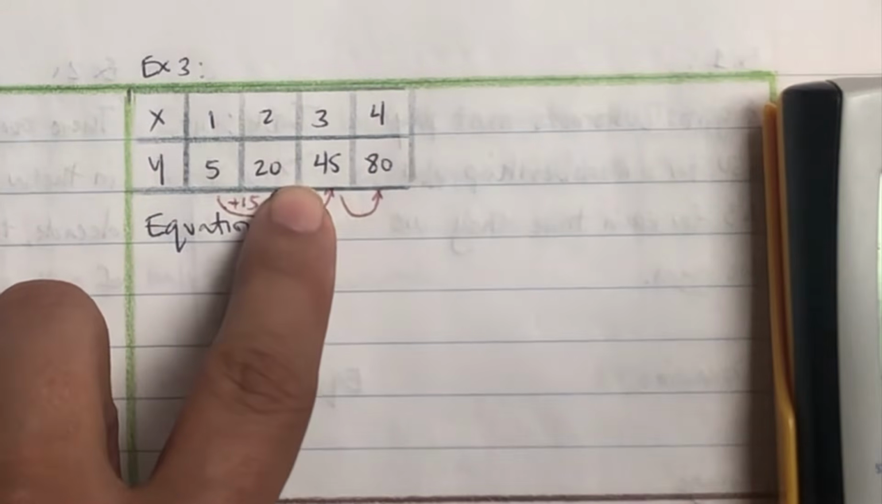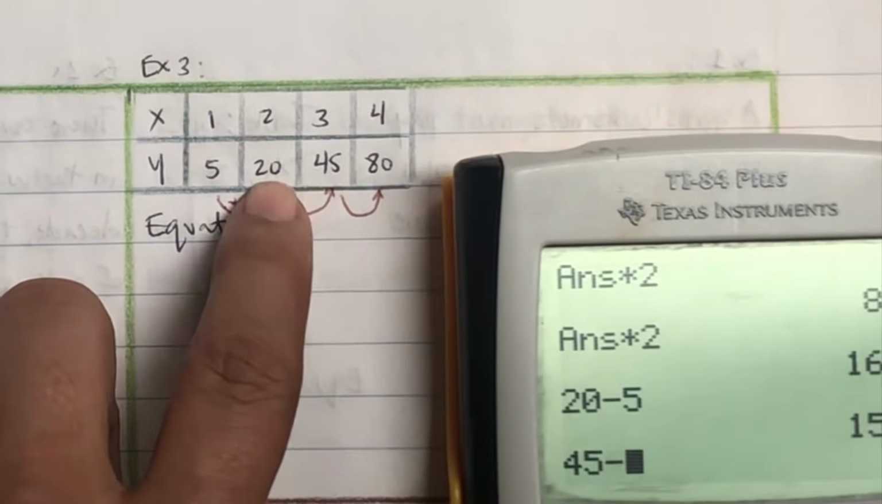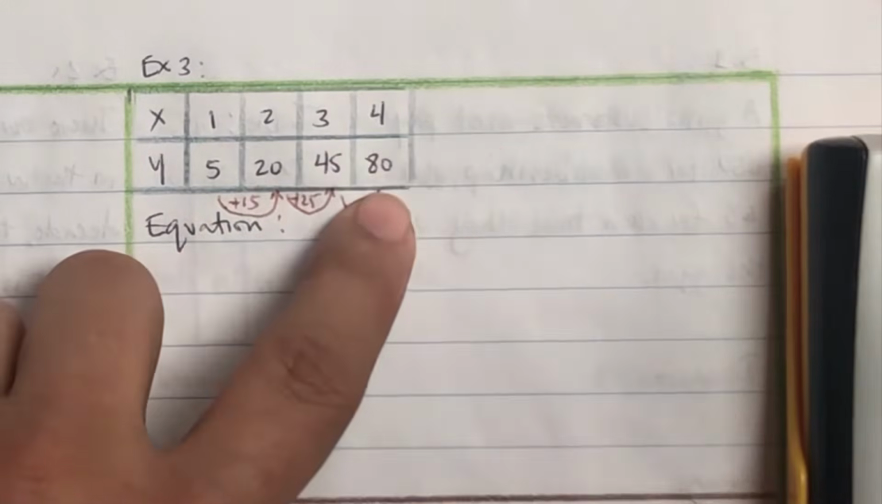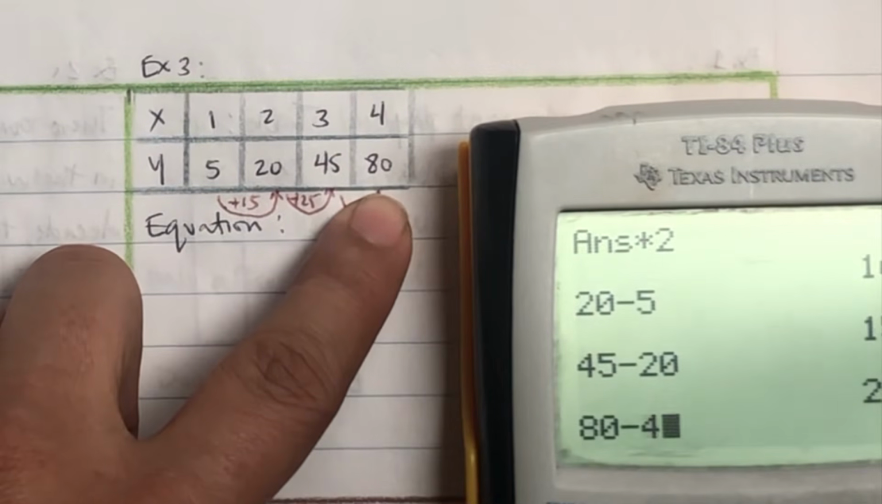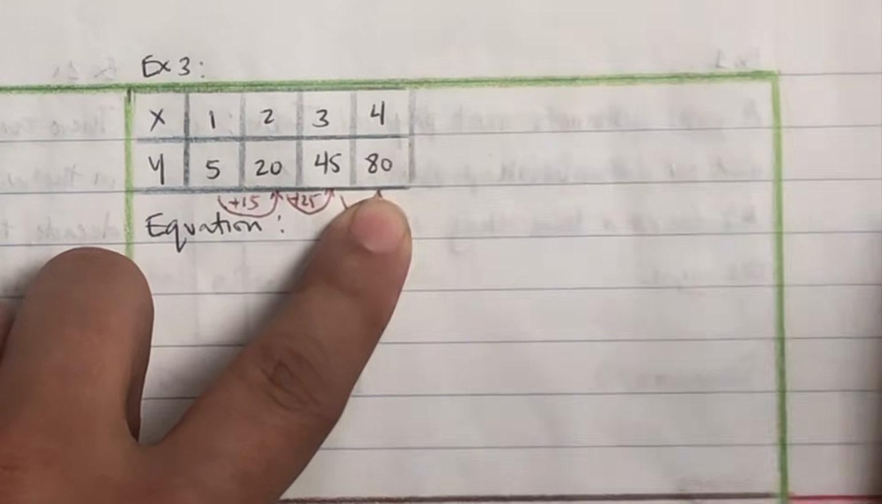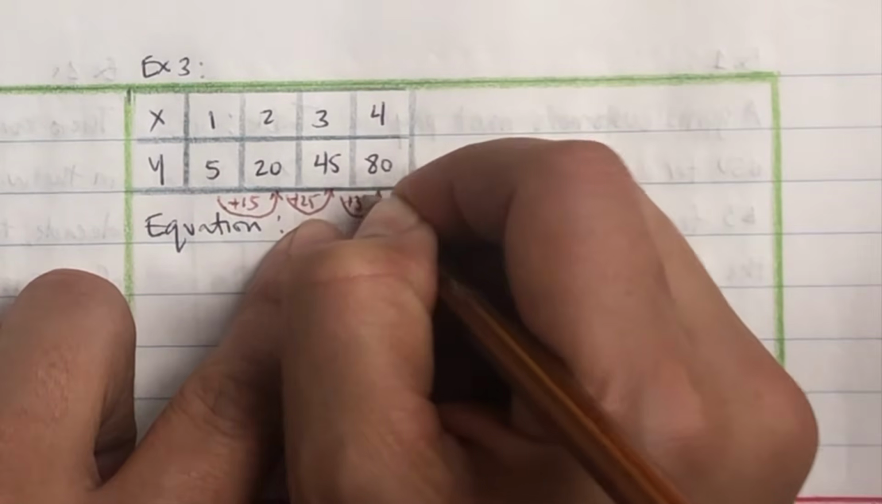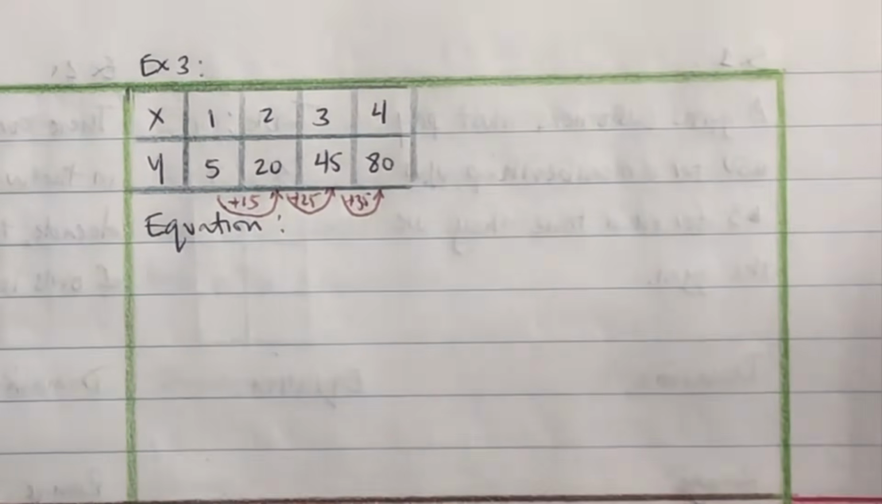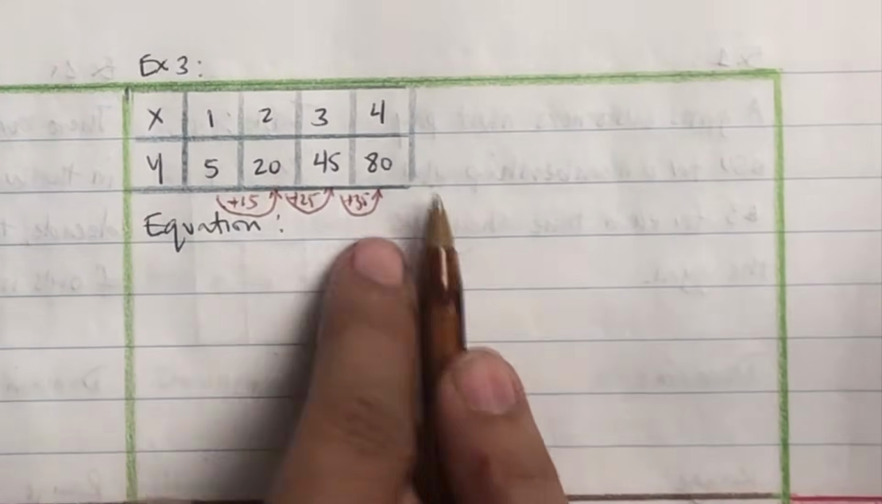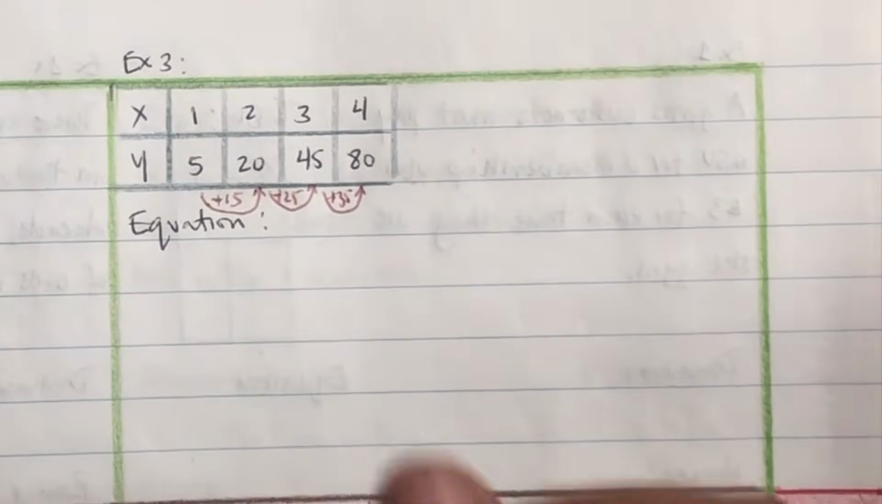Find out what you're doing here, find out what you're doing here. So 45 minus 20, I'm adding 25. Then 80 minus 45, adding 35. Okay, now it says the second difference is constant. So that's the first difference, the first time you do it. Now I have to do it again.